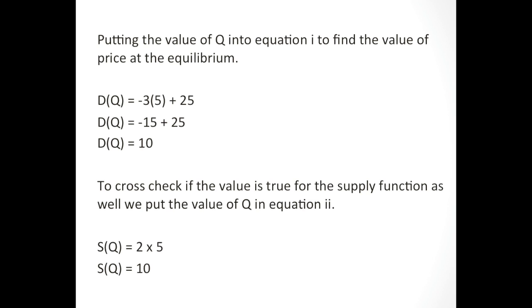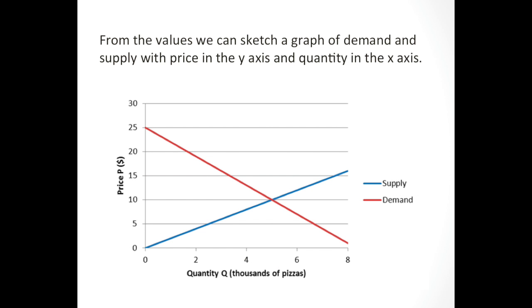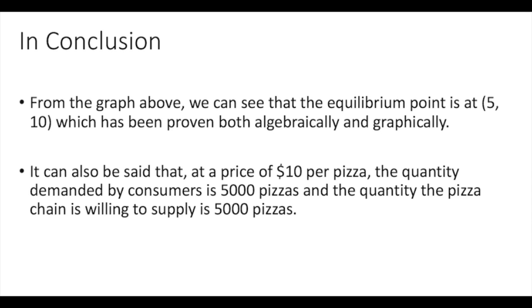To cross-check whether the value is true for the supply function as well, we put the value of q in equation 2, which is S(q) equals 2 times 5, which gives our price to be 10 as well. From these values, we can sketch a graph of demand and supply with price on the y-axis and quantity on the x-axis, as shown in the graph.